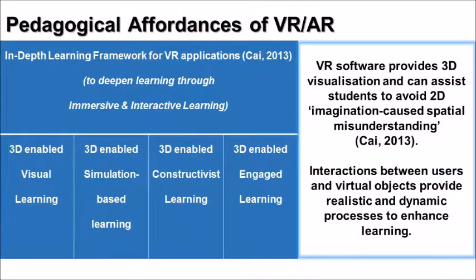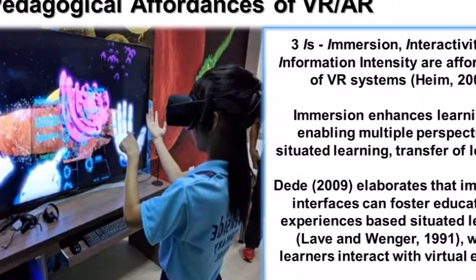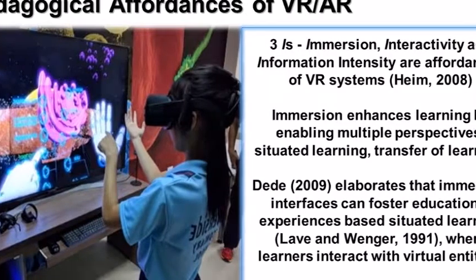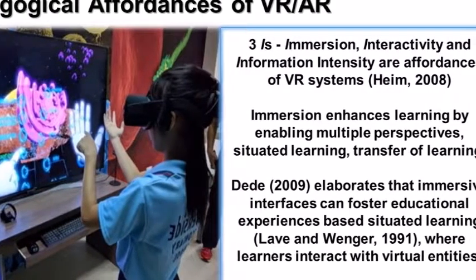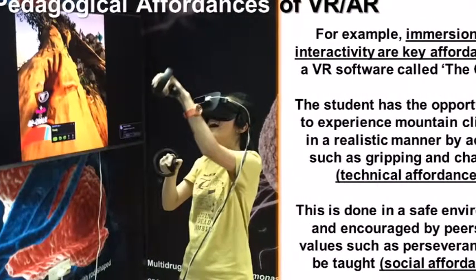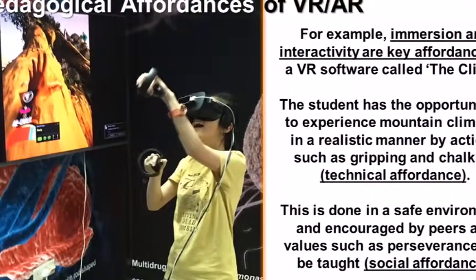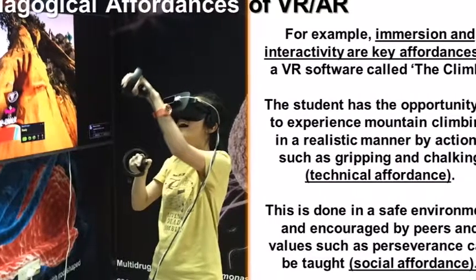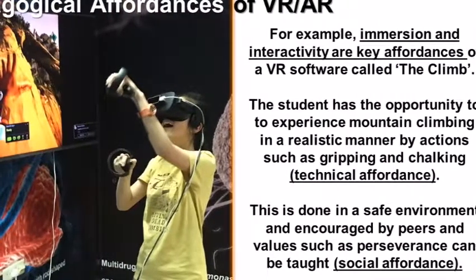Affordances of VR in education can be summarized through this framework, whereby VR can help students to construct learning and avoid 2D imagination-caused spatial misunderstanding that is often present when students look at just textbooks. There are three characteristics of VR, which is immersion, interactivity, and information intensity. These are the key affordances of VR, and it can be seen, for example, when a climber climbs a virtual mountain in the Climb software.